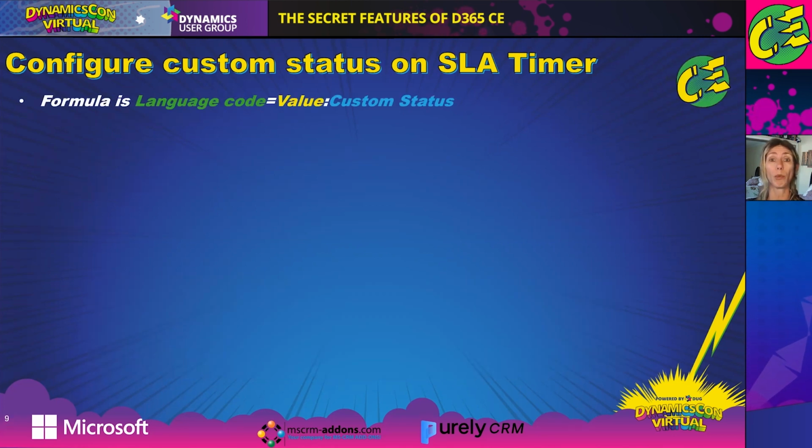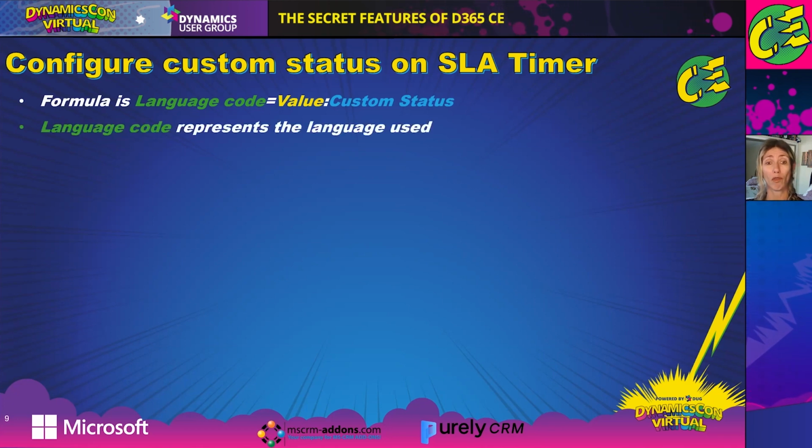So there's a formula that you actually need to use when you put that control on your SLA timer inside of your case form, right? And that formula is language code and then an equal sign and then value and then a colon and then custom status. So you're going to say, okay, what the heck is that, right? I don't understand what that is.